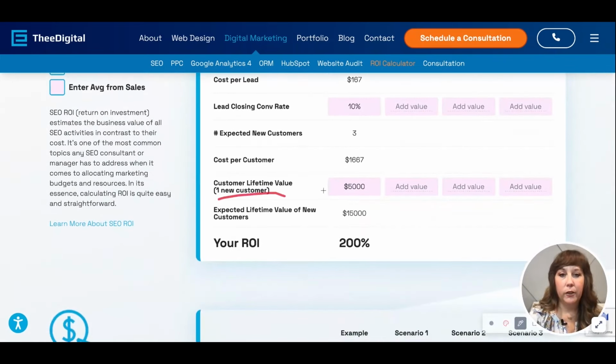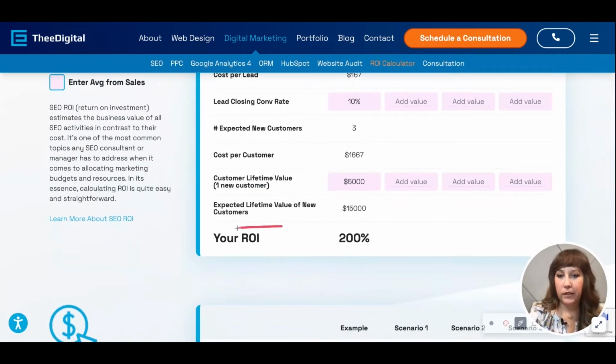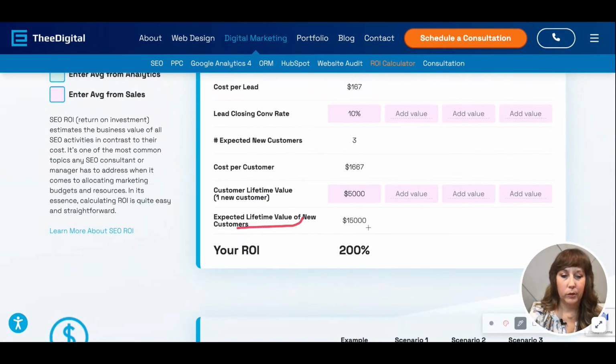Customer lifetime value is what you expect one customer to spend during the lifetime of engagement with your company. For example, if you're an HVAC company, it might be the average cost of a new HVAC unit and maybe a monthly maintenance contract. Expected lifetime value of new customers is the calculation of new customers times their value.